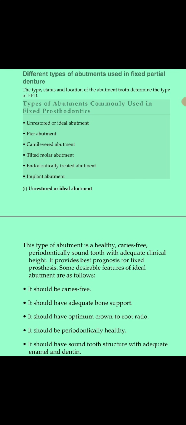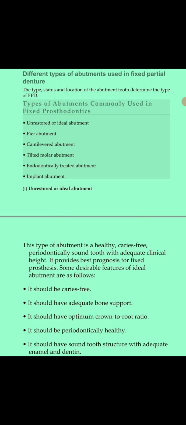The type, status and location of the abutment tooth determine the type of partial denture. Types of abutment commonly used in prosthodontics are: number one, the unrestored or ideal abutment; second, the pier abutment; third, the cantilever abutment; fourth, the tilted molar abutment; fifth, the endodontically treated abutment; and last, the implant abutment.